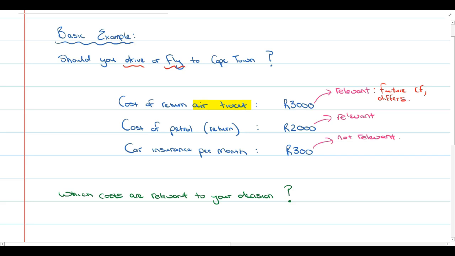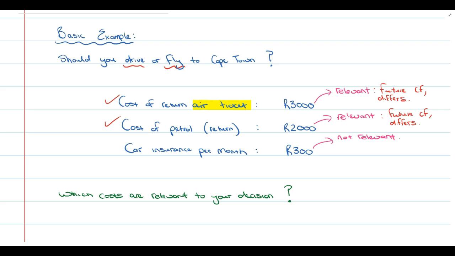The petrol is exactly the same. If I decide to drive, I'm going to have to spend 2,000 Rand on petrol. So that is also a future cash flow. Does it differ between the alternatives? Yes, it does. If I decide to fly, I won't incur the cost. I only incur the cost if I drive. So because it differs between the alternatives, it is relevant. So you can see both of these costs comply with the definition of a relevant cost. They are future cash flows that differ between the alternatives.